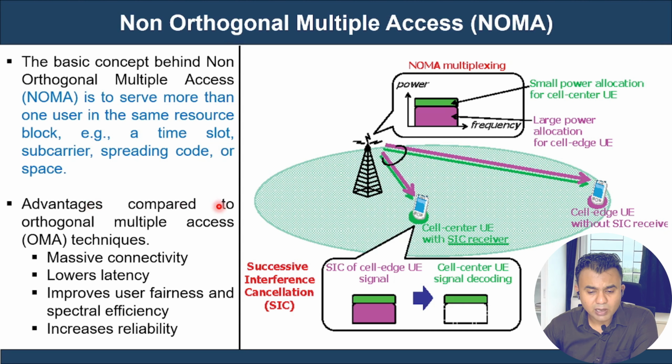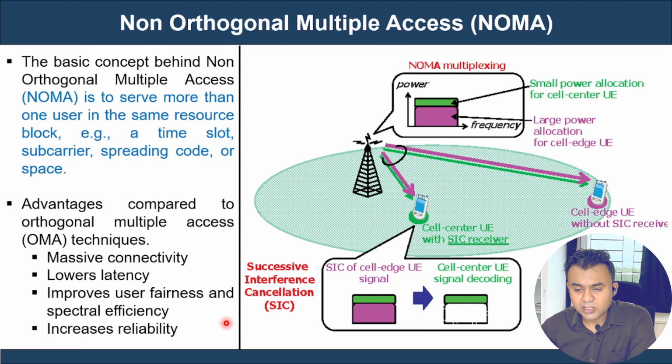The advantages compared to orthogonal multiple access are that it provides massive connectivity. It lowers the latency also, because everyone gets access at the same time, or at the same frequency, or at the same code, or at the same space. Only the powers are different. I'll explain how that goes. And then it increases the reliability and improves user fairness and spectral efficiency.